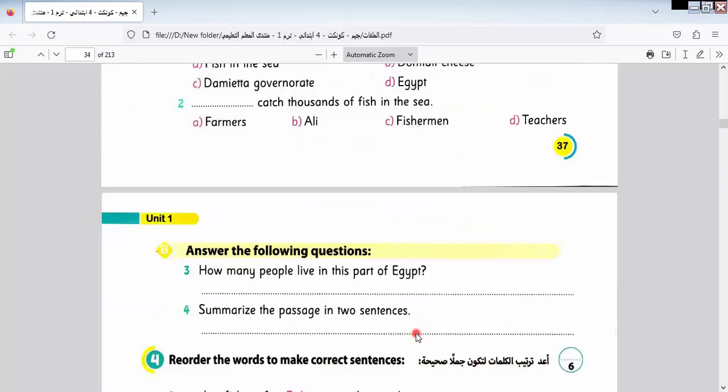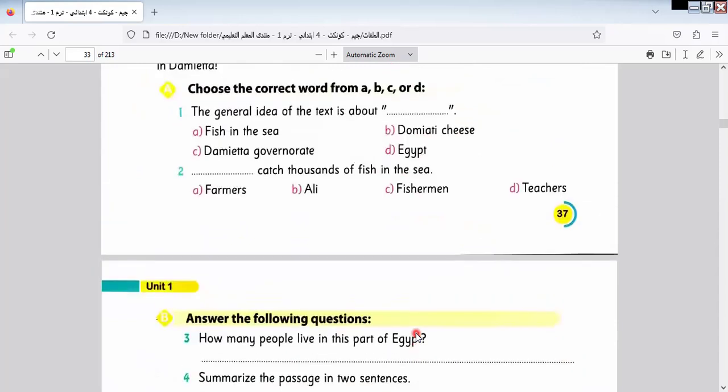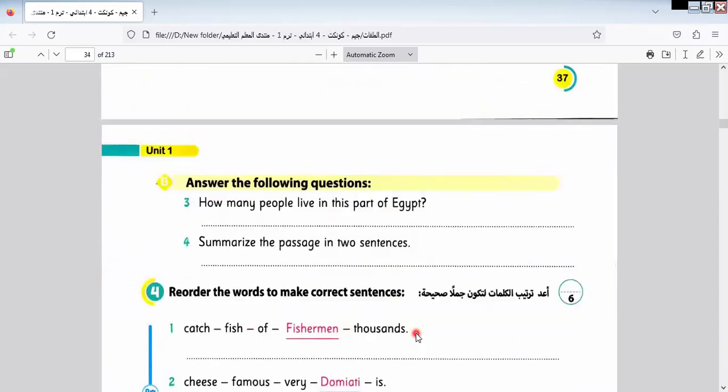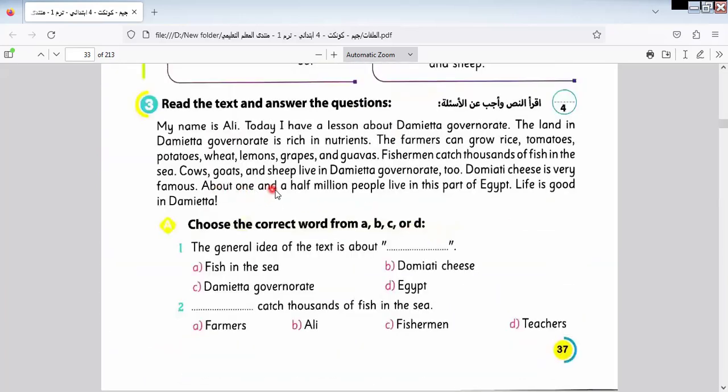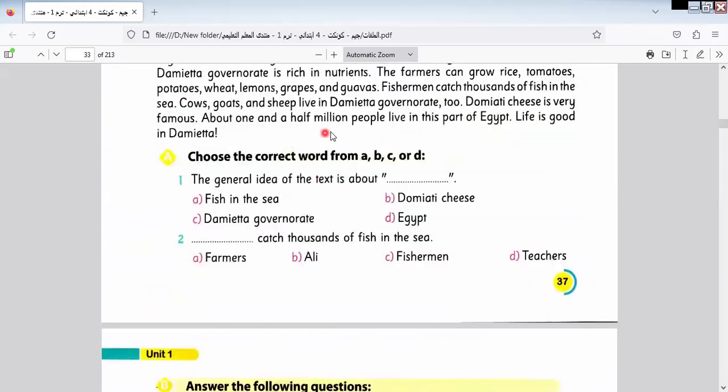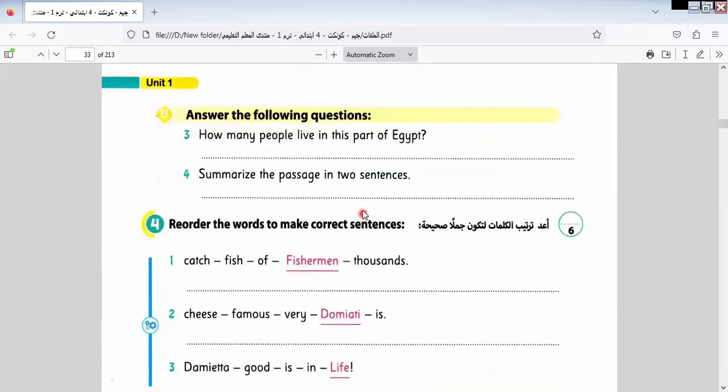After you answer, you must think. Don't answer without thinking. You are grown up and you must use your mind before you answer the question. Grade 4, because you are not in grade 3 or grade 2. You must think. How many people live in this part? As we know in this text, about 1.5 million people. So this is the answer to this question.